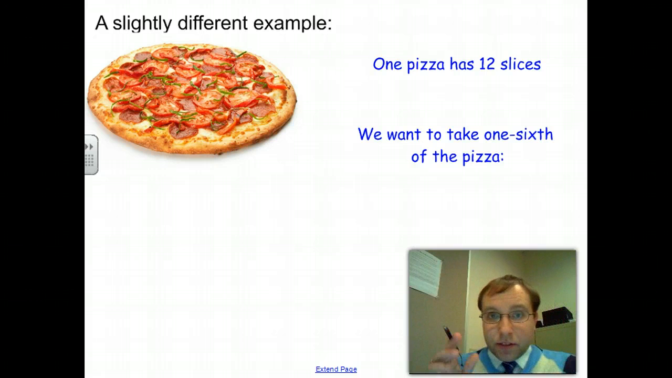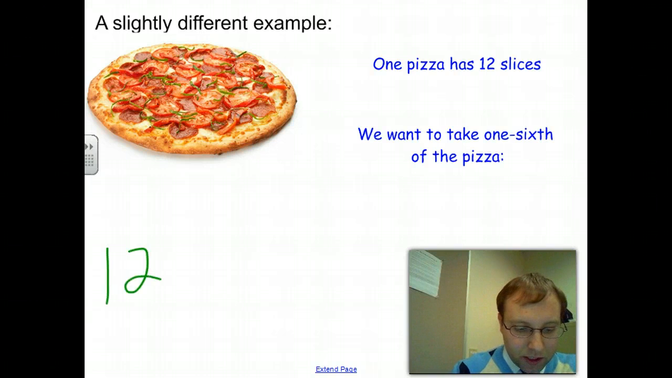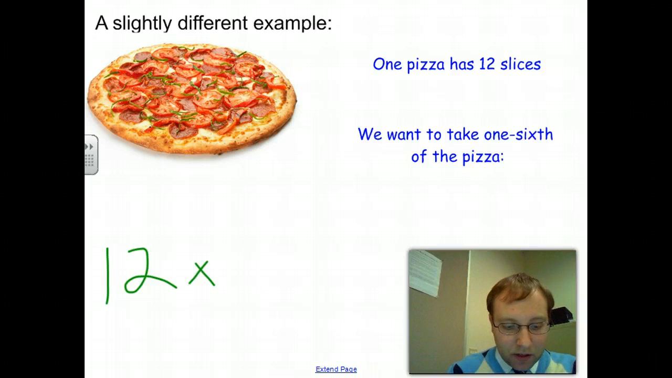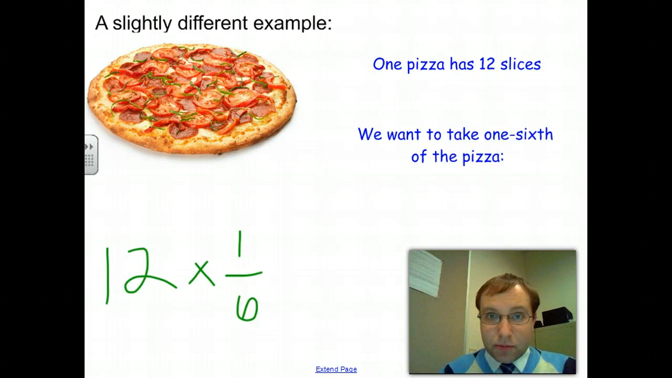Well, we have 12 slices. So of those 12 slices, which is now not going to go in the fraction, we want to take 1/6 of them. Because if we can split it evenly into 6 different groups, then we can give each of 6 different people an equal number of slices of pizza.